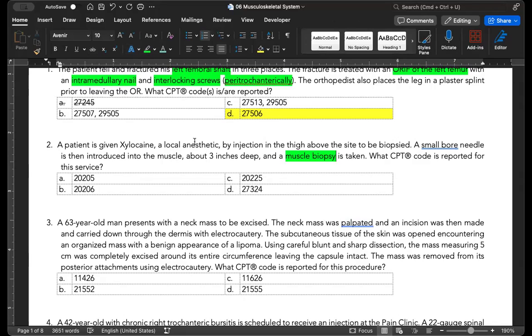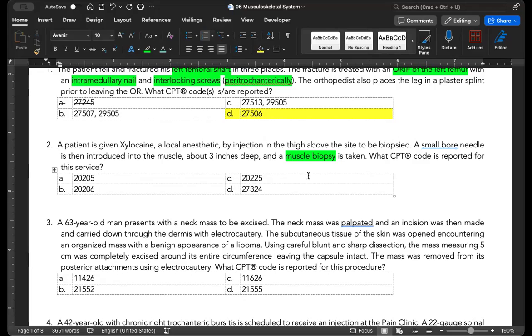Okay, I have a question. Yeah. Why not biopsy and then thigh? Because we're not taking a biopsy of the tissue of the thigh, right? We're taking an actual muscle biopsy. Okay, thank you. Yep. You're welcome. That's a good question. I'm glad somebody did ask that question, because that's a pretty common question that a lot of people have.